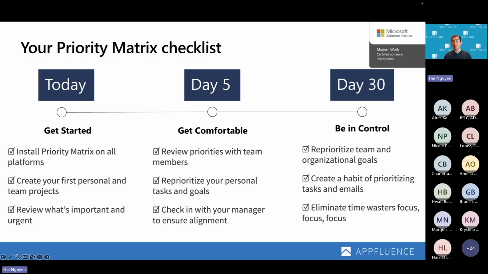And then lastly, eliminate time wasters. The way you eliminate a time waster is to actively prioritize and then finally realize, wait a minute, look at all these tasks I have in quadrant 4 or quadrant 3. Let's make sure I start getting rid of them. Make sure I don't spend my time working on them.